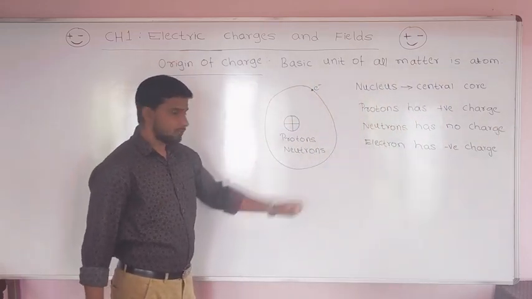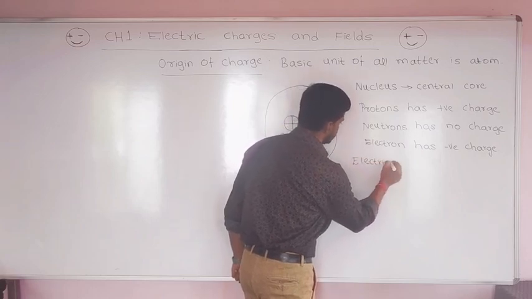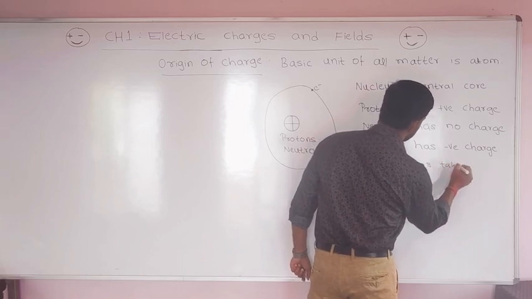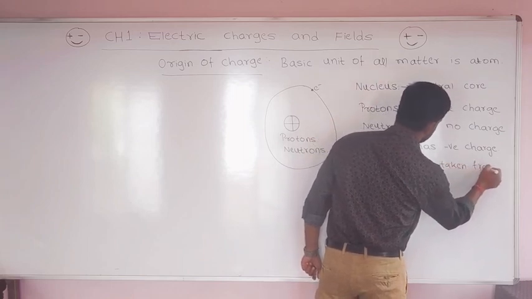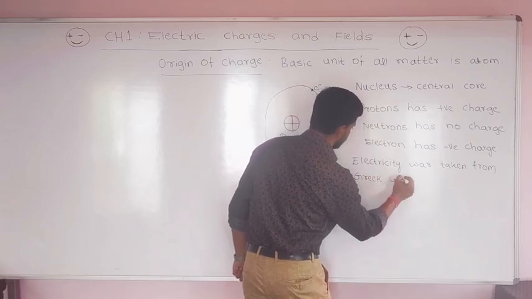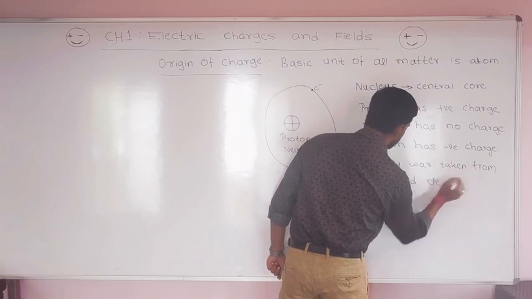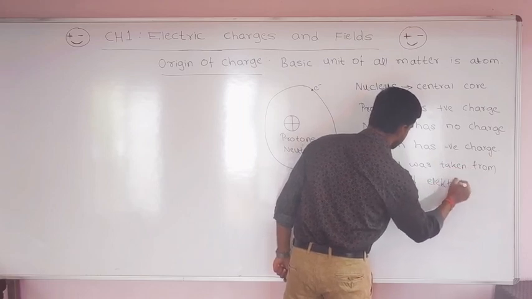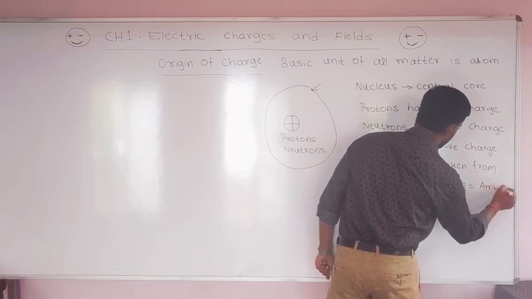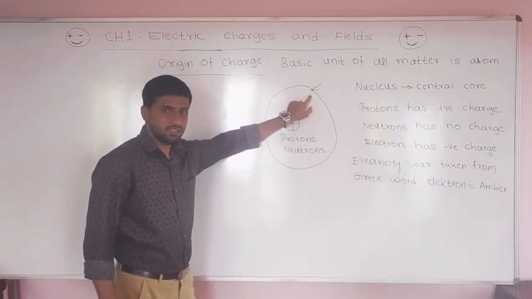Actually, the term electricity was taken from the Greek word electron, which means amber. The meaning of this word is amber, so the name here is given as electron.